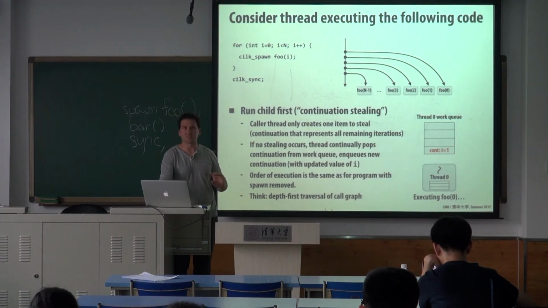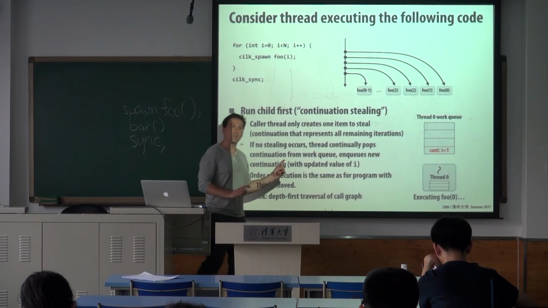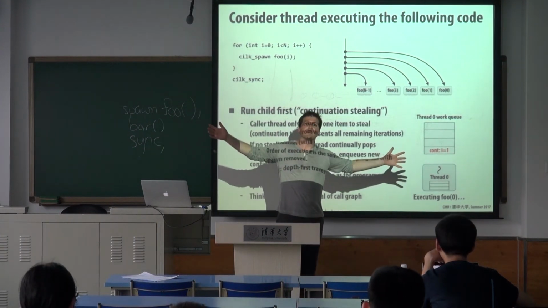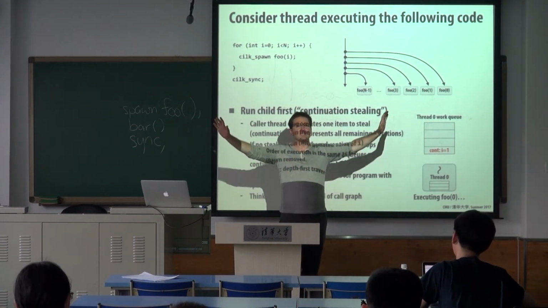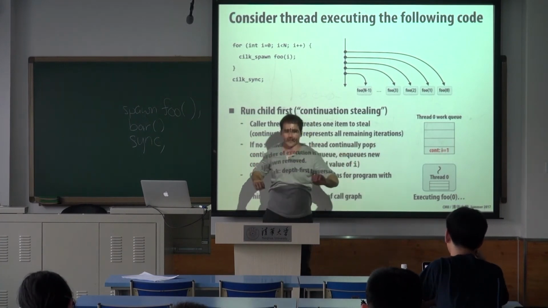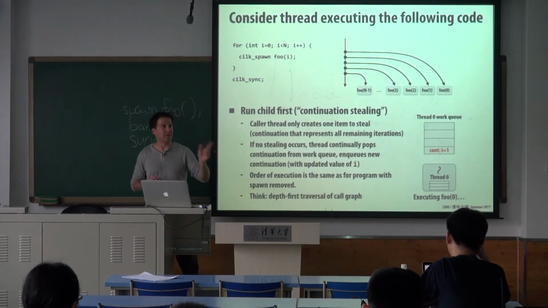So do you see the difference between these two policies? In one of them, the queue fills up with a ton of data immediately. It's like breadth first search. And in the second one, the queue doesn't fill up, it just bounces back around.